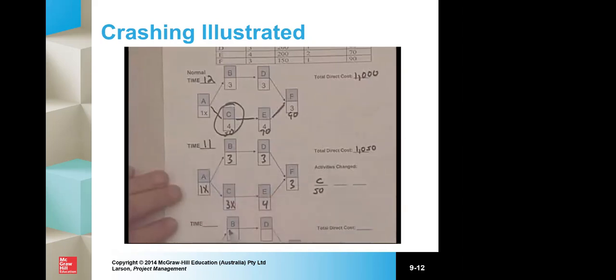Now we want to see what it would take to get from 11 to 10. And here again we look and identify the critical path. 1, 3, 3, and 3 is 10. This is 11. This is still the critical path. Now 2 of our options aren't available, so we're looking at E or F. E costs 70, F costs 90. Choose the cheaper one, which happens to be E in this case.